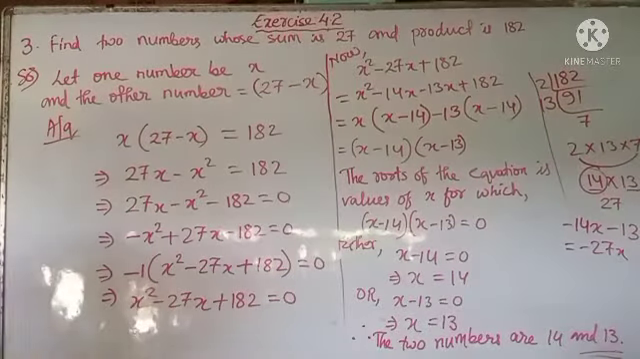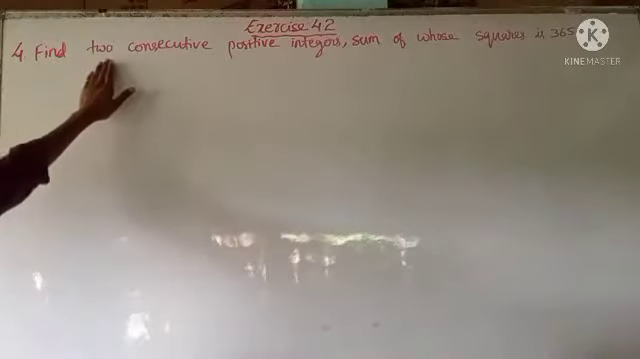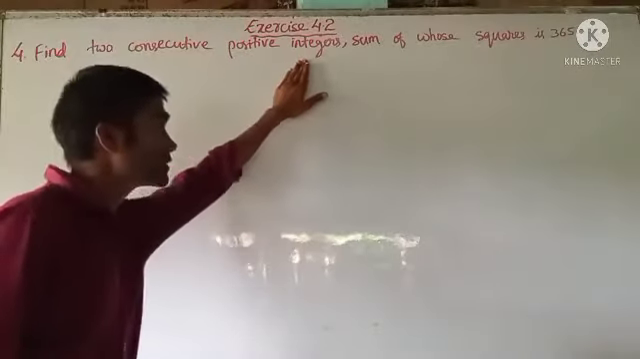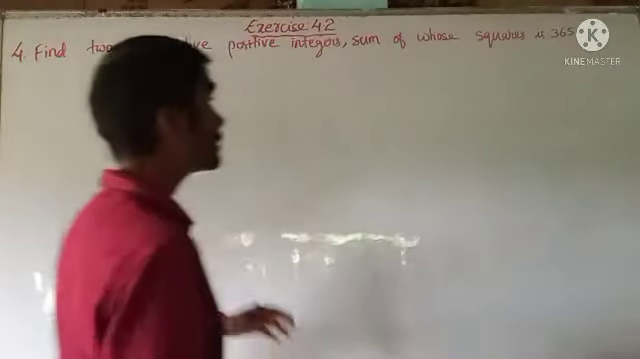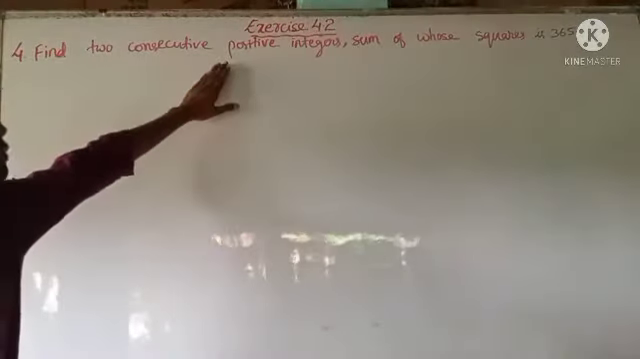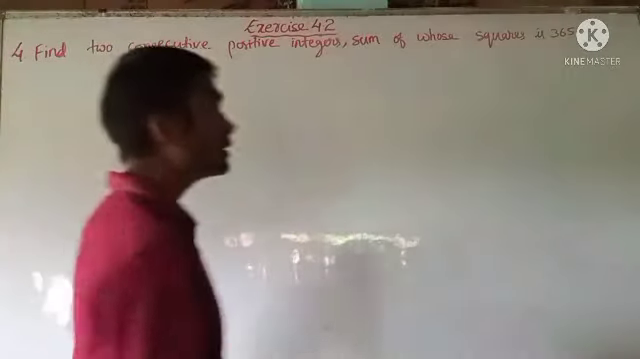Now let me show you question number 4. Question number 4 here. Find two consecutive positive integers, sum of whose squares is 365. We are asked to find two consecutive positive integers.